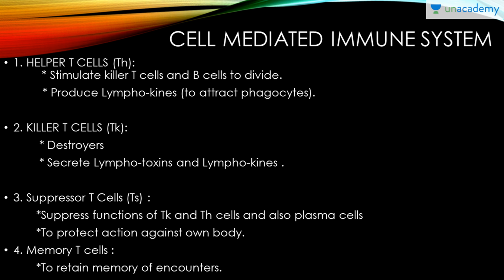Their main role is stimulation of those cells. One more thing, they produce lymphokines. I told you about lympho, remember that? Lymphokines are certain chemical substances which are secreted and are meant to attract phagocytes. What is a phagocyte? I think you are clear about it. What is phago?